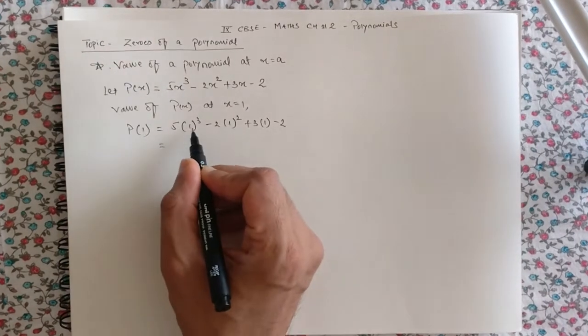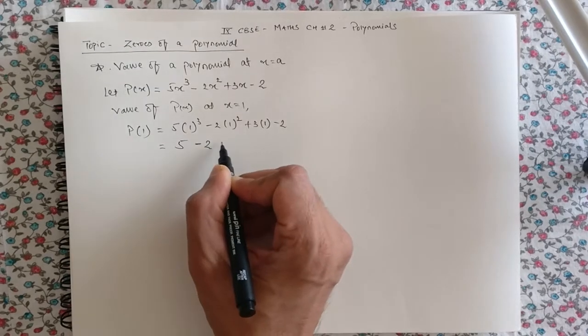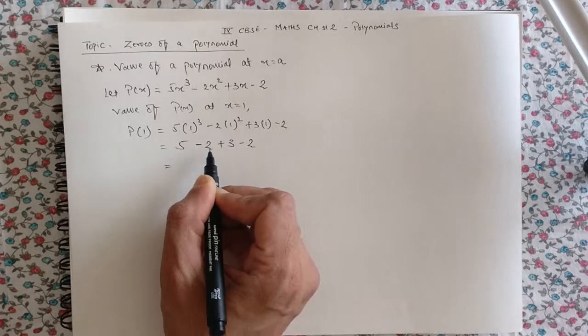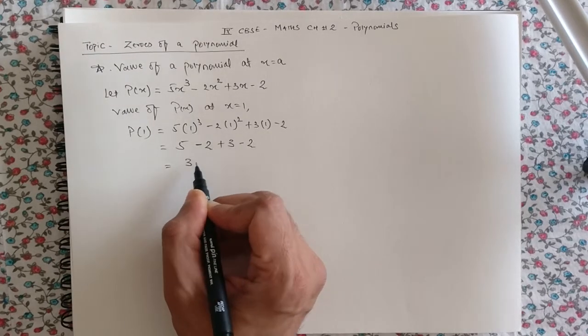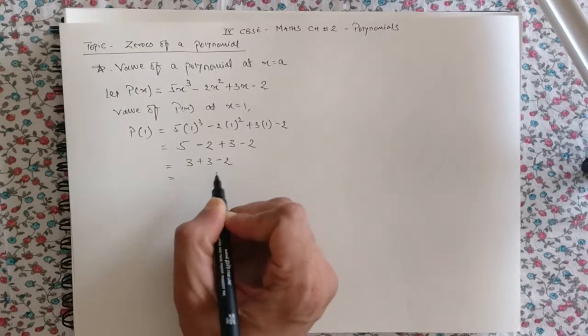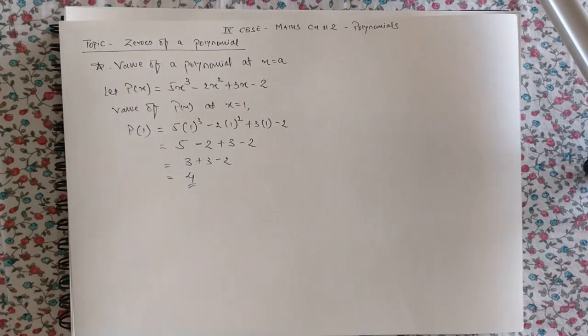Let's solve this. 1 cube is 1, so 5 into 1 is 5 minus 2 plus 3 minus 2. 5 minus 2 is 3 plus 3 minus 2. 3 plus 3 is 6 minus 2 is 4. So p of 1 is 4.